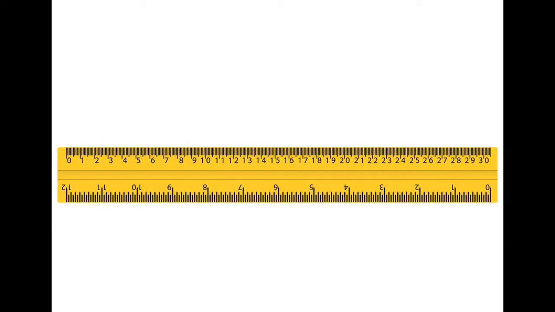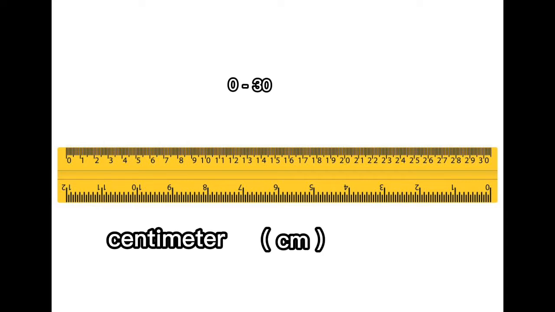Do you know what object it is? Correct, it is a ruler. Now look at the top of the ruler and you see numbers from 0 to 30. Each number from 0 to 30 represents the unit of measure called centimeter, and the abbreviation is small letter c and m.